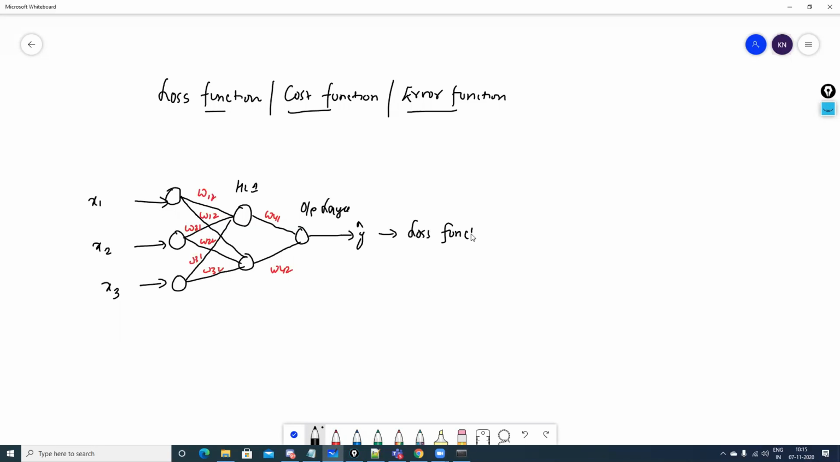Now let's understand the basic difference between loss function and cost function. Whenever I provide only one record at a time and do forward propagation, I get my y hat.